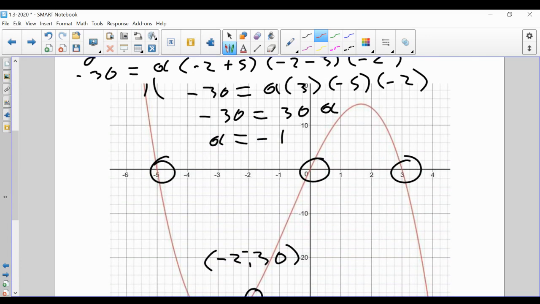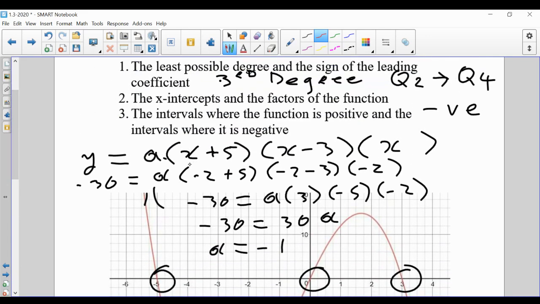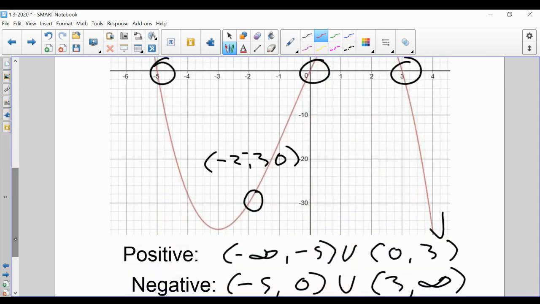And we also said that we could put this in factored form by putting x plus 5 for the minus 5, x minus 3 for the plus 3, and then x as well. And we could also probably figure out what the a was by plugging in some point that we knew. We chose to use the point (-2, 30). So that's this point right here, the (-2, 30).